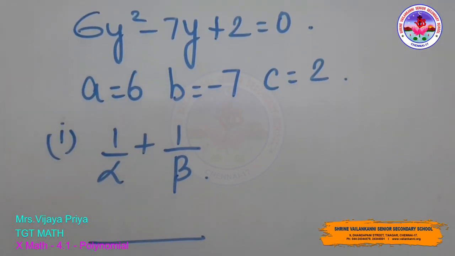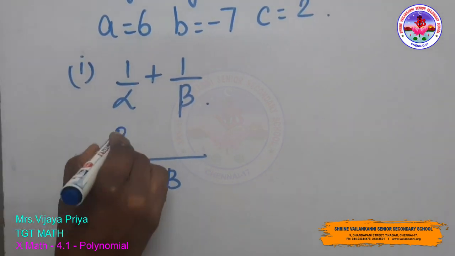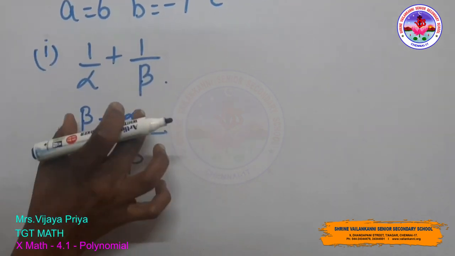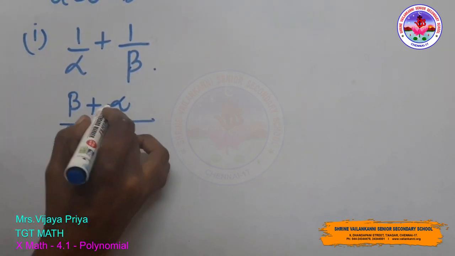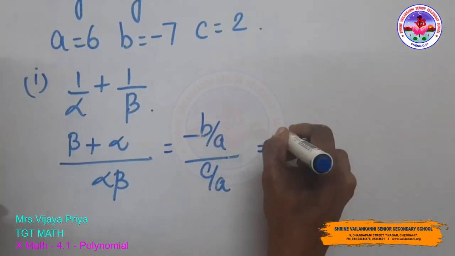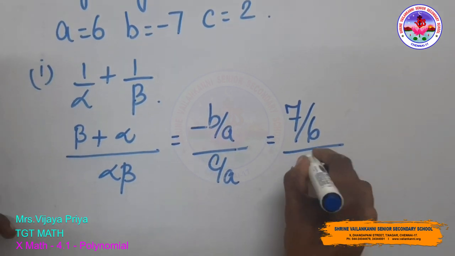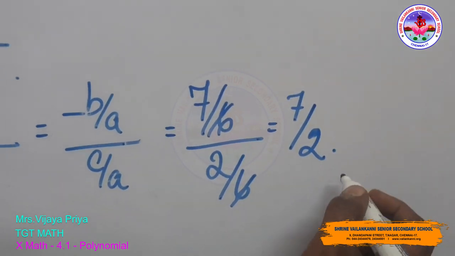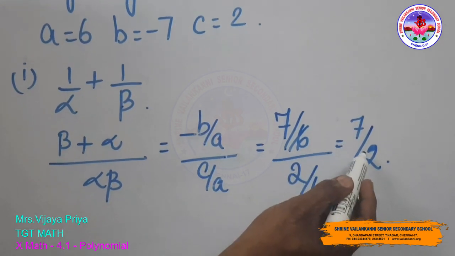Here I am going to take an LCM. The LCM is alpha beta, where beta is multiplied in the numerator here, and alpha is multiplied in the numerator here. I want to put my value of the sum of zeros and the product of zeros here. My sum of zeros will be minus b, where b value is minus 7, minus into minus becomes plus 7, a value is 6, and c by a is 2 by 6, 6 gets cancelled, which is equal to 7 by 2. Hence I got the value of 1 by alpha plus 1 by beta is equal to 7 by 2.